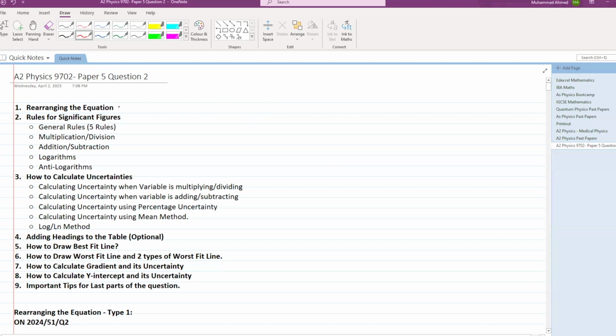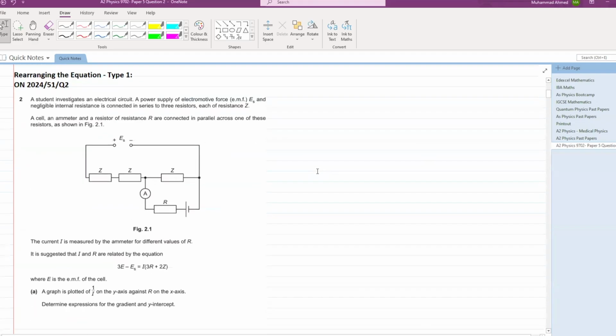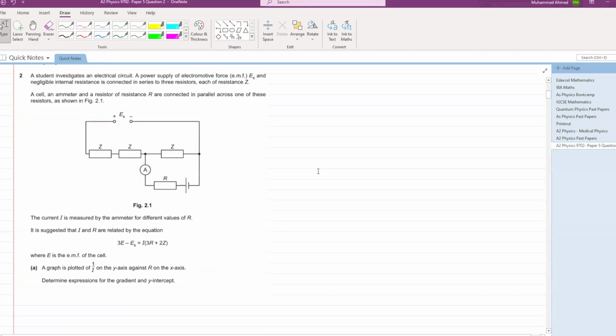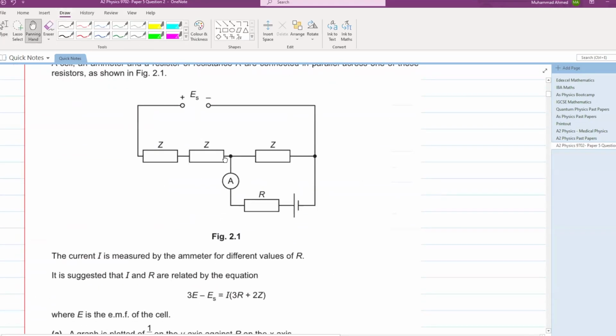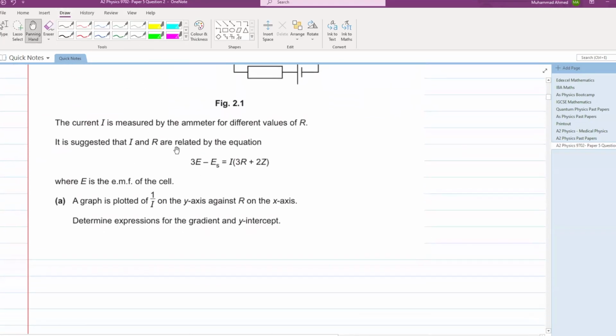So let's look at the first thing in Paper 5 Question 2, that is rearranging the equation. The first skill that you will require in Paper 5 Question 2 is rearranging the equation. So what do I mean by rearranging the equation? Basically, the examiner will give you a certain equation. He will say something like this.